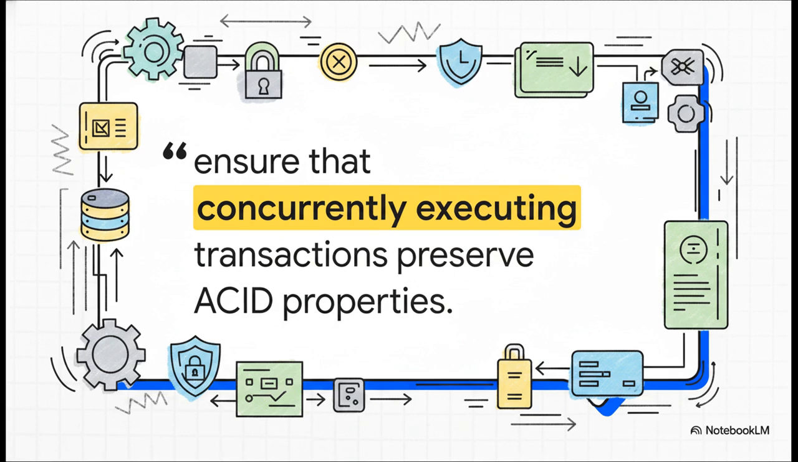But it leaves us with a fascinating question to ponder. As databases become increasingly globally distributed, spanning across multiple continents, how on earth do these systems maintain this perfect illusion of instantaneous isolation when data is literally limited by the speed of light?